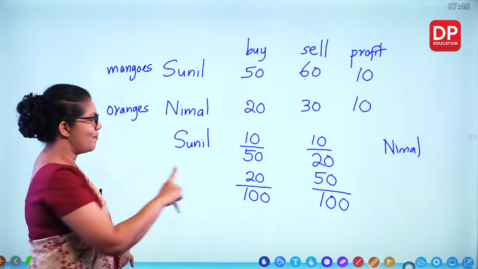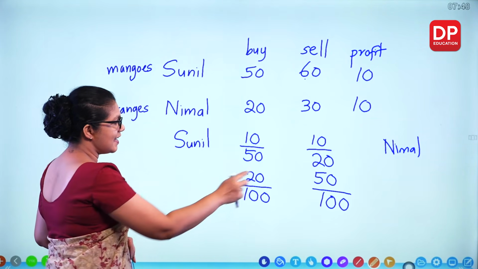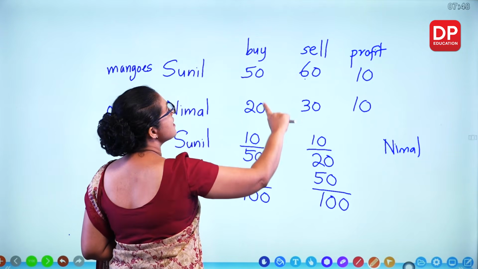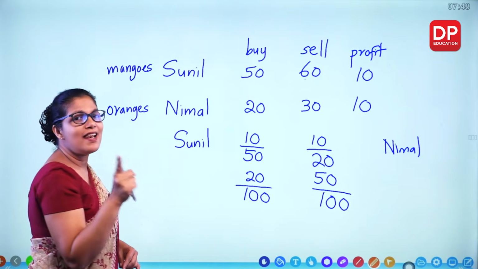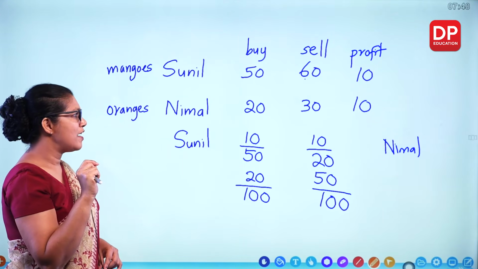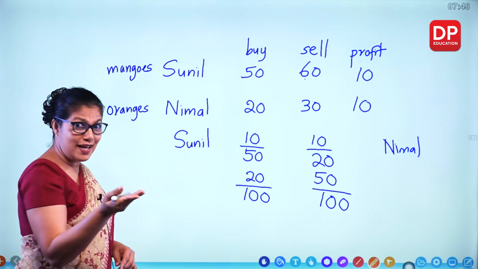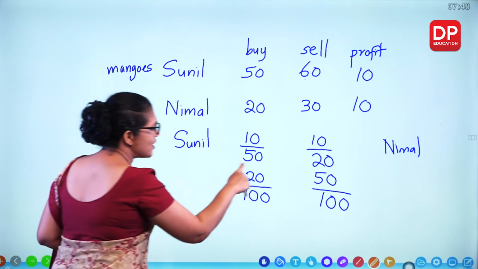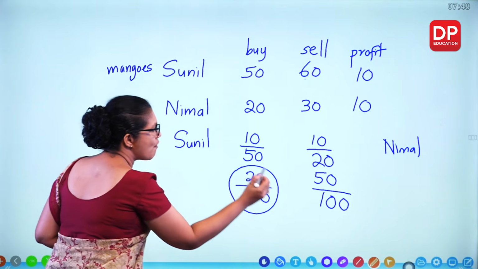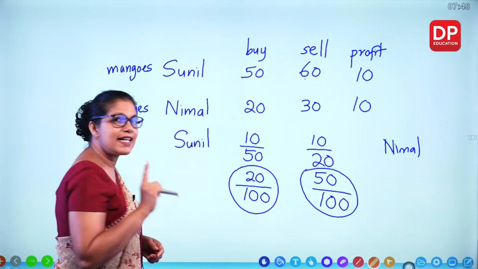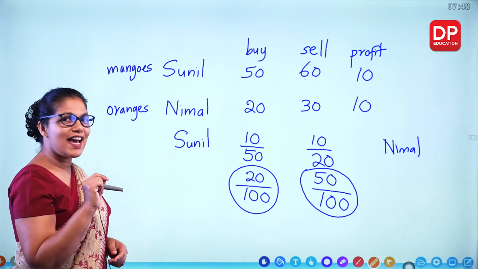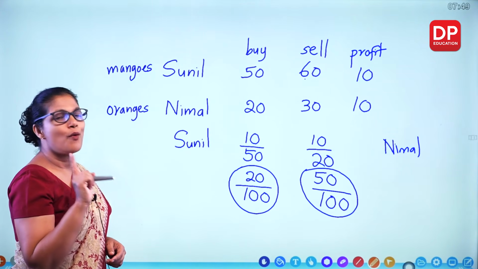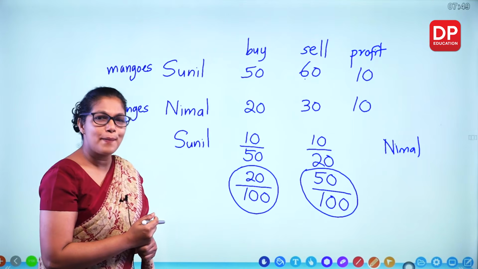Now we can clearly see this person, 10 out of 20. Nimal gets the highest profit because he spent only 20 rupees and he gets 10 rupees for that. So what is this one? A fraction with denominator 100. What do you call that? We call those percentages. So today we are discussing percentages.